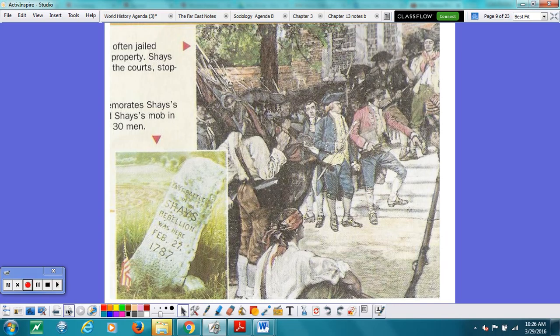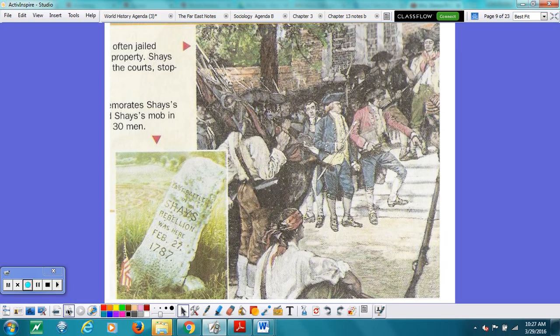So, one of the things that kind of brought about a change was an event called Shays' Rebellion. And Daniel Shays happened to be a former patriot. He was a member of the Revolutionary Army. He was kind of a farmer. He had lived in western Massachusetts. And at some point in time, he and his fellow veterans demonstrated, basically wanting to have some relief for the taxes that they were paying in the state of Massachusetts.